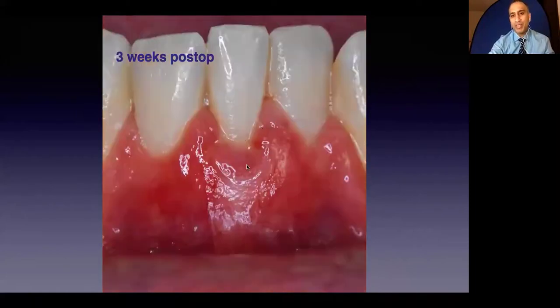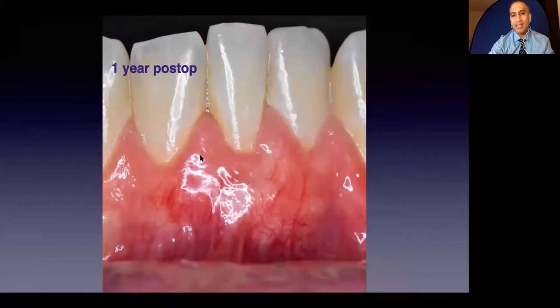At 3 weeks, when things settle down, we can see we've got complete root coverage, increase in the zone of keratinized tissue. And at 1 year, we have a nice blended harmonious result. Looks like the patient never had recession. And it's more aesthetic for those of us who really care about the aesthetics in the anterior mandible.